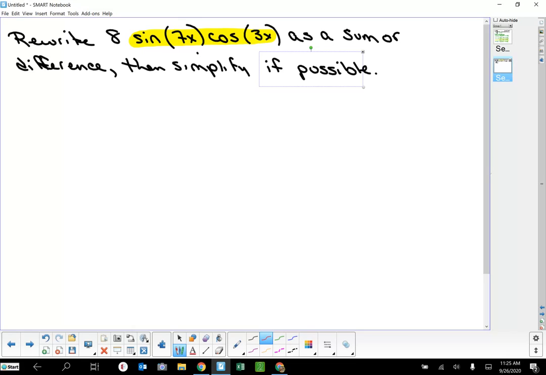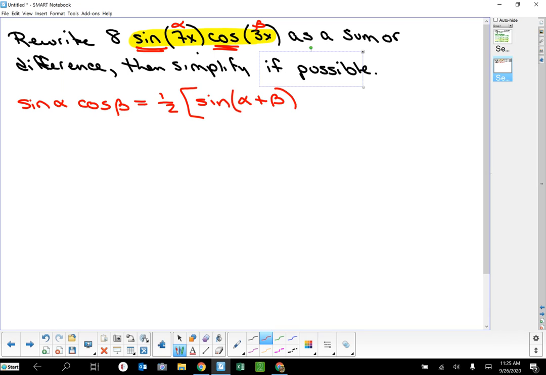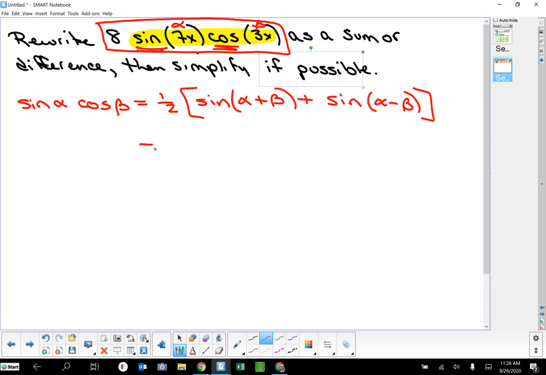We're going to use sine alpha cosine beta, and that's because of the sine cosine. So this would be alpha, this would be beta, and that's equal to 1/2 sine alpha plus beta, in a set of parentheses, and then plus sine alpha minus beta. And here's all we're going to do with that. Now, they're giving us this whole piece. So we're going to plug some of that information in.